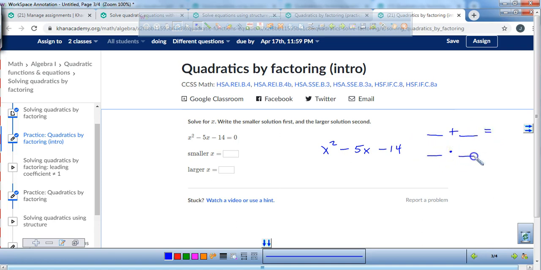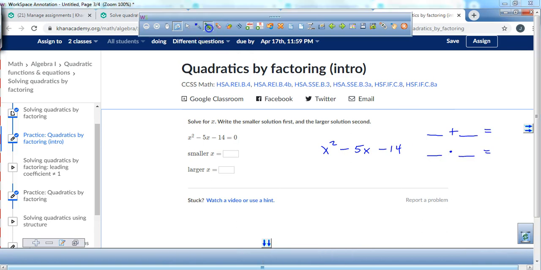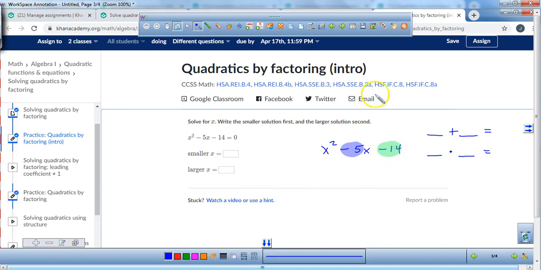Alright, so I'm going to set it up the exact same way that we did before. We're looking for two numbers that add together to equal a negative 5, and those exact same two numbers multiply together to equal a negative 14. So once again, what do we need to look for?